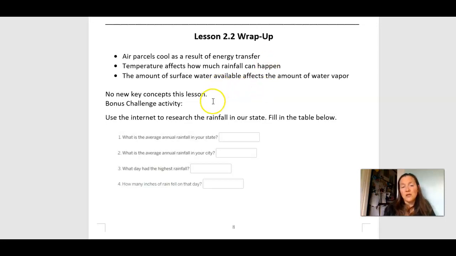There's no new key concept this lesson, but here is a bonus challenge activity. If you have time and energy and interest, you can use the internet to research rainfall in our state, and then you can fill in this table below. I think it's good to know about your own state and your own city and what the weather patterns are there. All right, so that is the end of lesson 2.2.